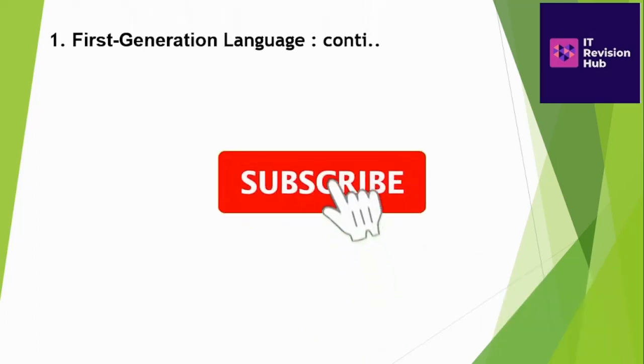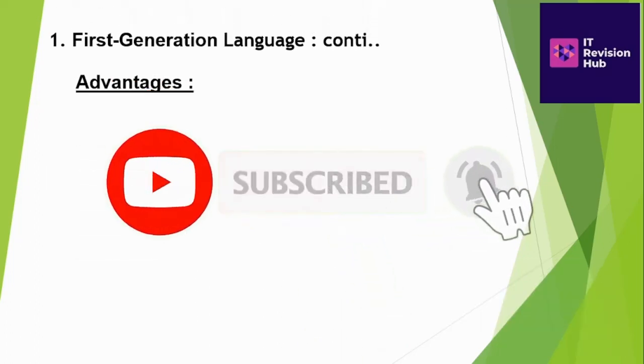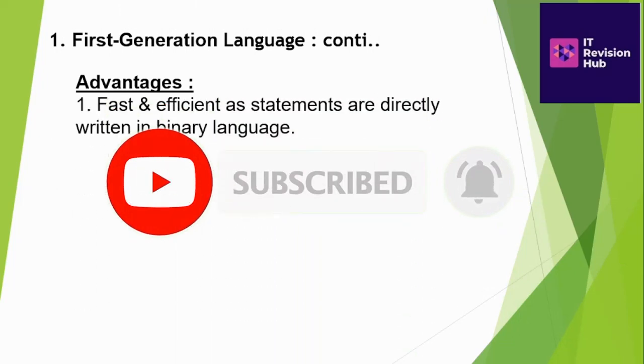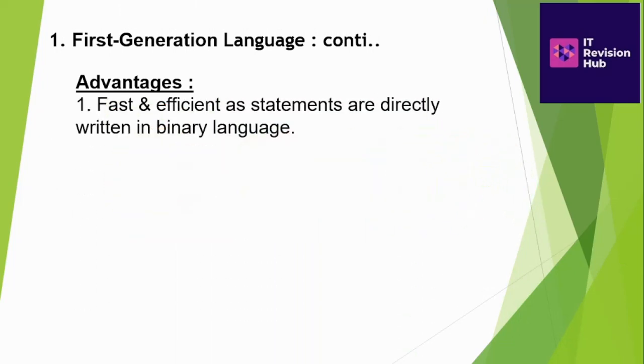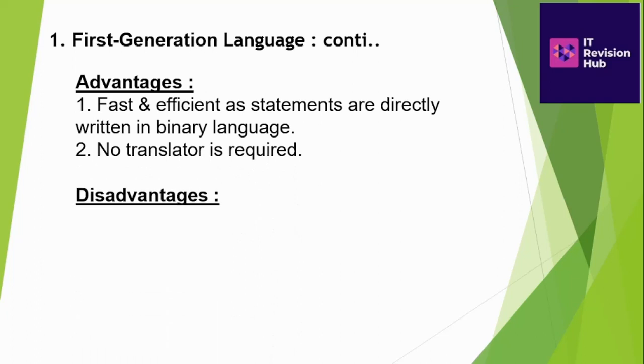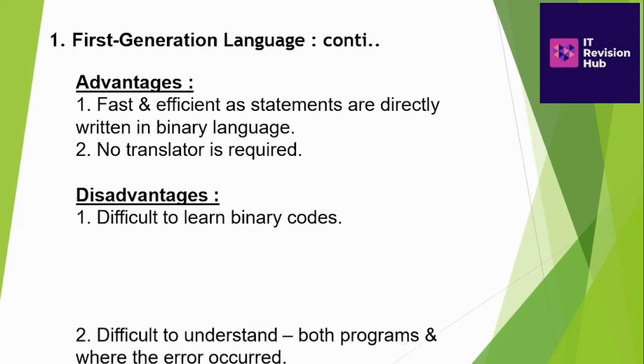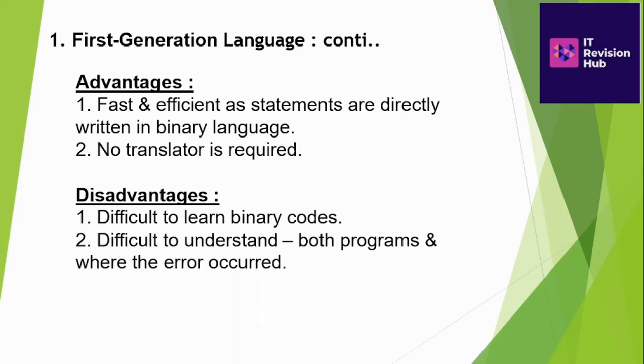Now we'll see the advantages and disadvantages of first generation languages. First generation languages are fast and efficient as statements are directly written in binary language. No translator is required. Disadvantages: difficult to learn binary codes because the code consists of zeros and ones. Difficult to understand both programs and where the error occurs.